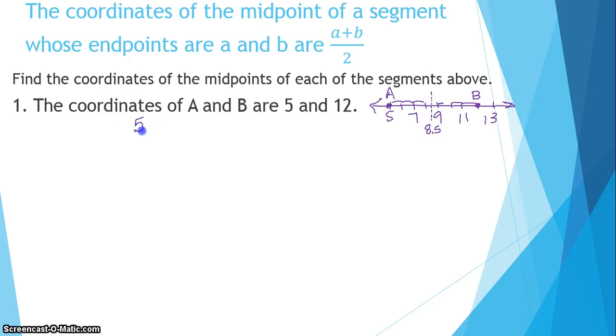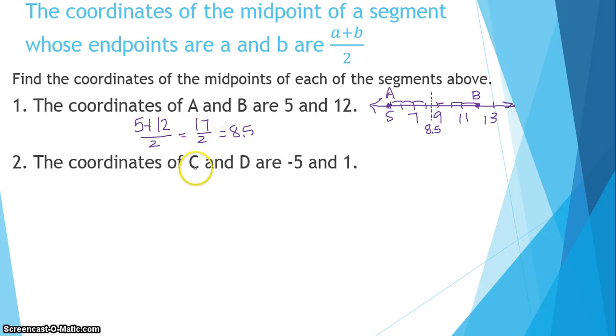So my formula says add the 2 and then divide by 2. It's just like finding the average of 2 points. 5 plus 12 is 17, divided by 2 would be 8.5. Okay, and I can do that again for C and D. I'm going to do negative 5 plus 1 divided by 2. Negative 5 plus 1 is negative 4. Divided by 2 is negative 2.